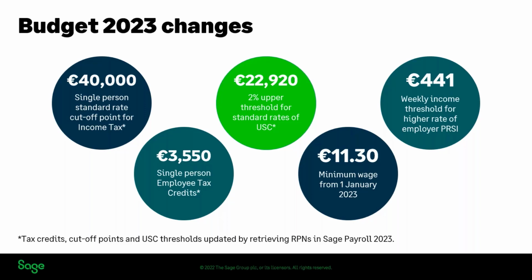And related to that, the weekly income threshold for higher rate of employer PRSI has gone up in line with that minimum wage. So that's now €441 per week. But rest assured, all of these changes will be implemented for you, either by retrieving RPNs for the most part or built in to the 2023 software. So you'll see in 2023, it says budget 2023 compliant, and that will be the software that you're using in the new year.